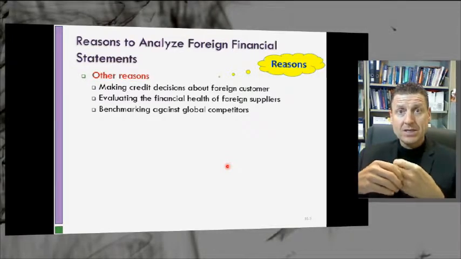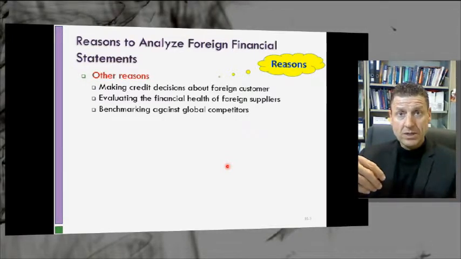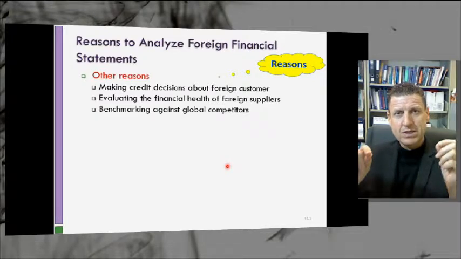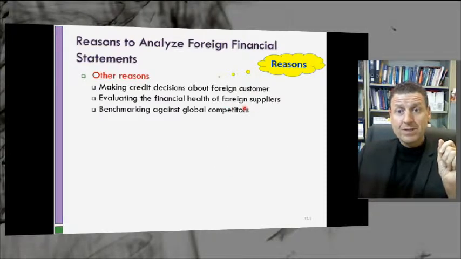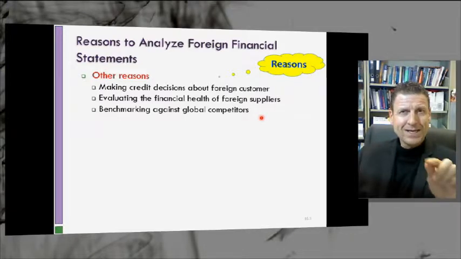Maybe you need to make a decision about whether you want to invest with a supplier in China, whether you want to do a joint venture with a supplier in China, or whether you just want to buy from a supplier in China. Well, are they going to be around in 6 months' time, 12 months' time, 18 months' time to supply to you? Evaluating the financial health of foreign suppliers, as I've just mentioned, and benchmarking against global competitors. Yes, benchmarking, it's all about comparison, so you need an apples to apples comparison.